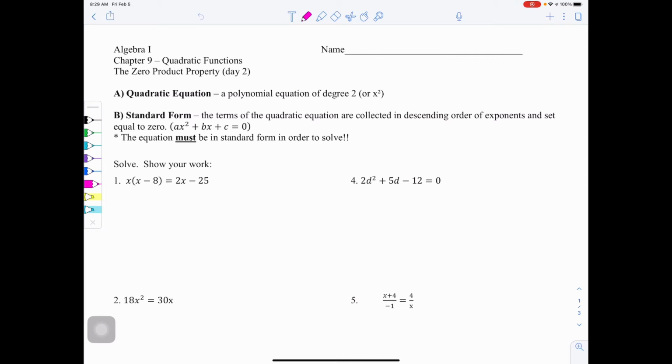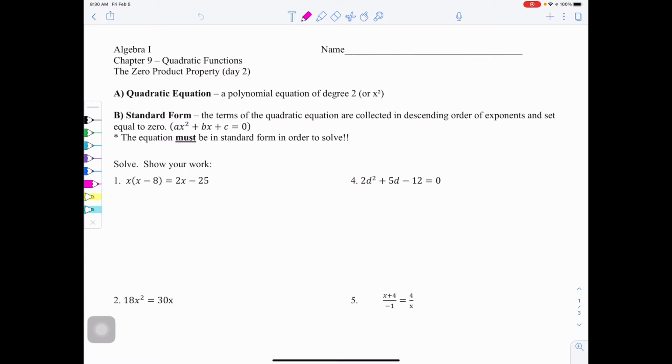Our next lesson is called the Zero Product Property Day 2. So at the top, you're going to see two definitions. The first one is the definition of a quadratic equation. A quadratic equation is a polynomial equation of degree 2. So that means we're dealing with x squared.